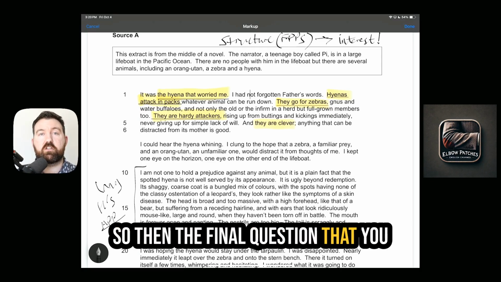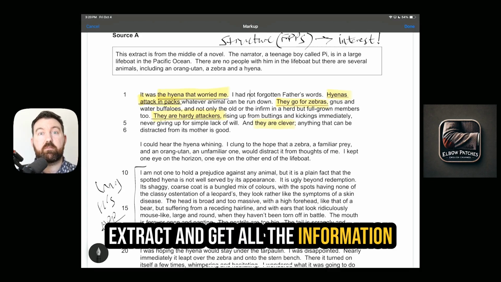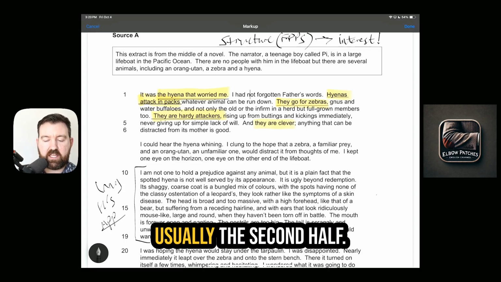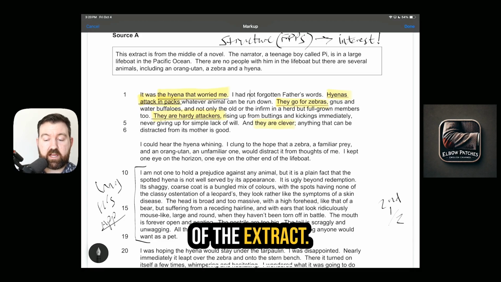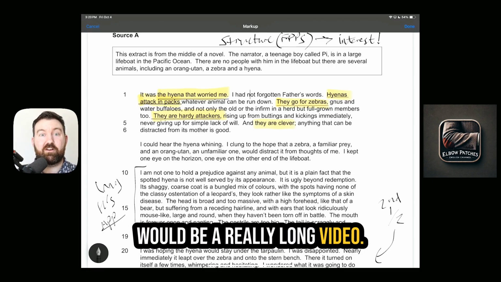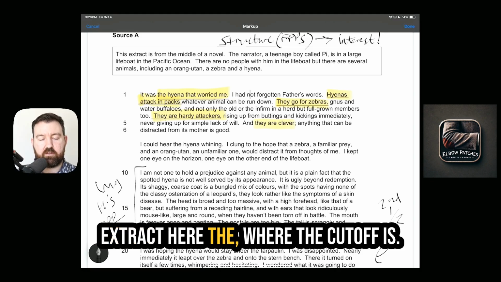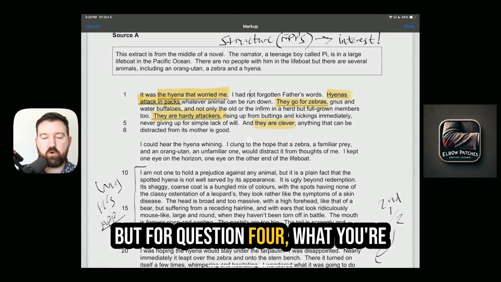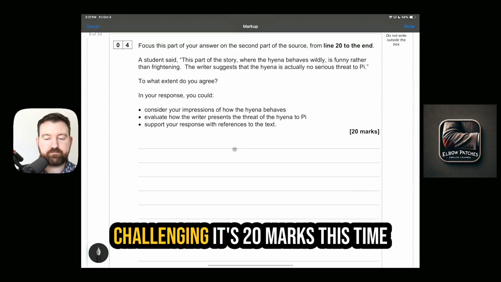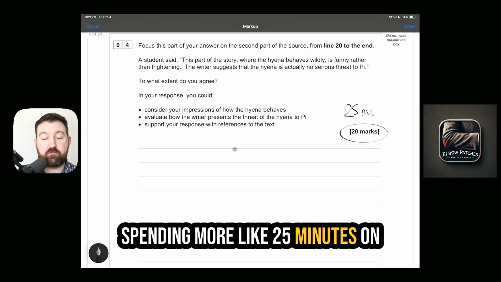So then the final question that you need to actually physically mark on the extract before you read the extract and get all the information you need to then answer the questions is going to be question 4. Now, question 4 is usually the second half of the extract. So in this case, because I'm not going to analyze everything in this video, that would be a really long video. You can just imagine that the annotation would go below the extract, where the cutoff is. But for question 4, what you're going to be looking at, let me show you, is going to be a little bit more challenging. It's 20 marks this time, not 8. So you're going to be spending more like 25 minutes on this section.